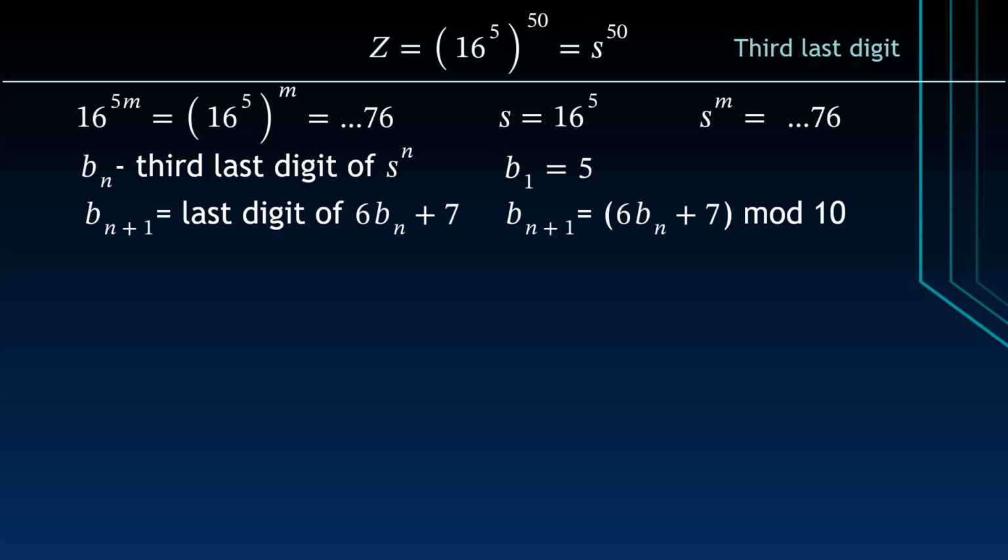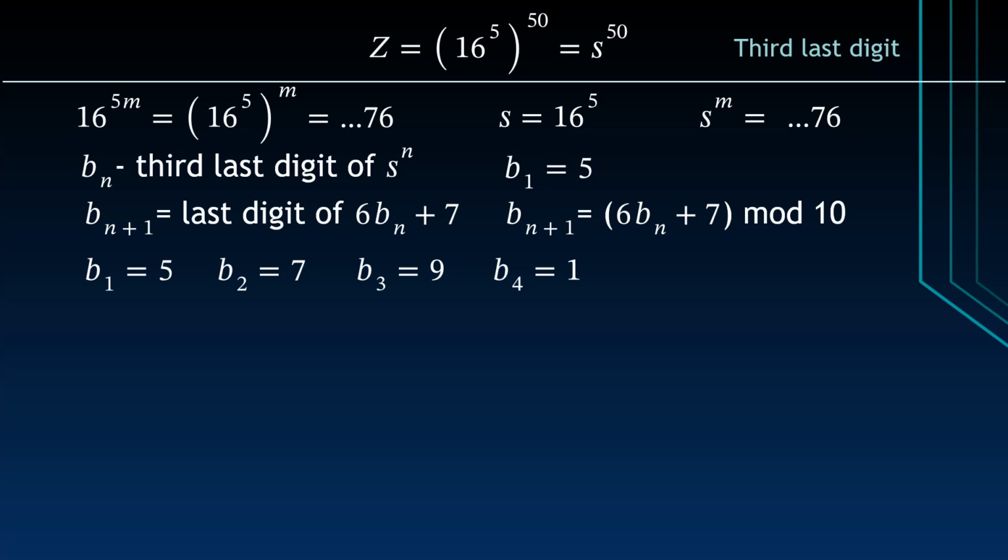So we can wipe the lines that are no longer needed. And again, we are looking for the repeated sequence of digits. We found previously that b1 is 5, so we just copy that. For b2, we use the recursive formula. 6 times 5 plus 7 is 37, so b2 is 7. Then 6 times 7 plus 7 is 49, so b3 is 9. And b4 is the last digit of 61, which is 1.